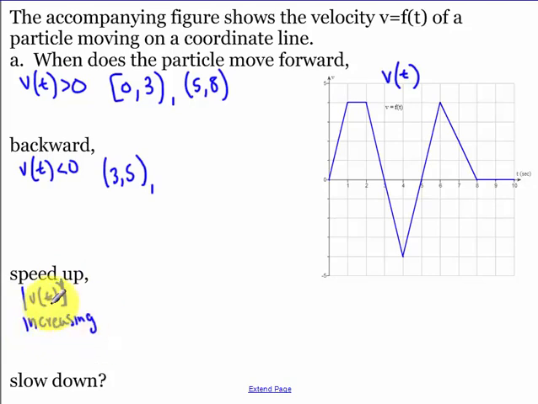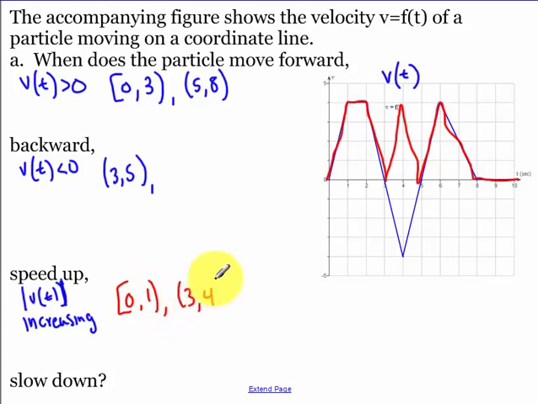So remember, the absolute value of velocity, let me draw that in. It would look something like that. So I need to know when this graph is increasing. Well, it's increasing from 0 to 1, from 3 to 4, and from 5 to 6. And just so you guys know, all these are in interval notation.